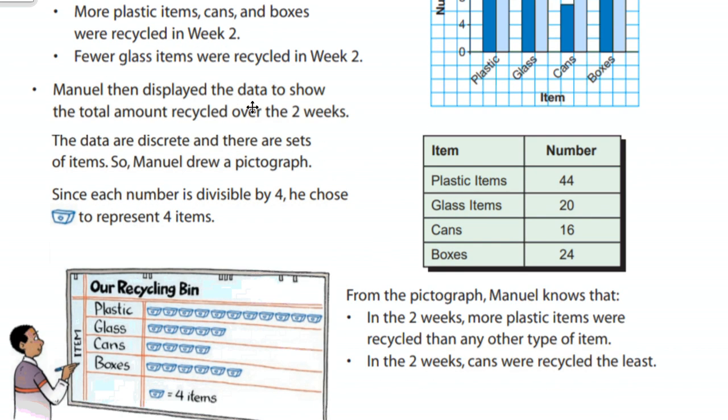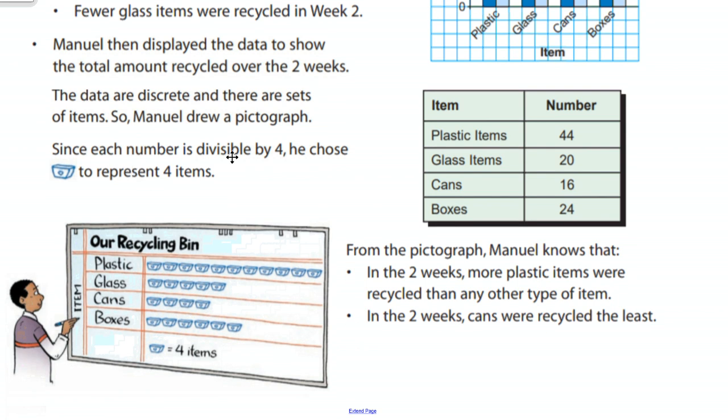He then displayed the data to show the total amount recycled over 2 weeks. The data are discrete, meaning that we can count them. I didn't recycle half of a plastic item. The total amount, and there are sets of items. So Manuel drew a pictograph. So a pictograph uses a picture to represent one item or an amount of items.